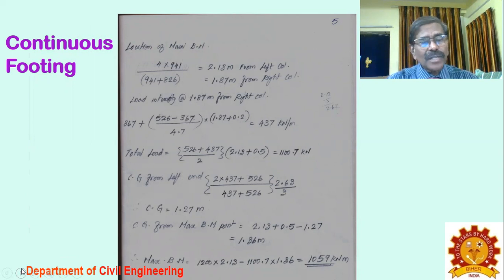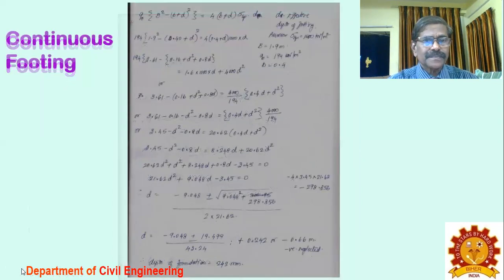Of course, the detailed workings are already given in the working sheets of my presentations. So you get Q naught, you get the D, the depth of the foundation, as 242 Newton per millimeter square is the depth of the foundation. You solve the quadratic equation and end up with the depth of the foundation.